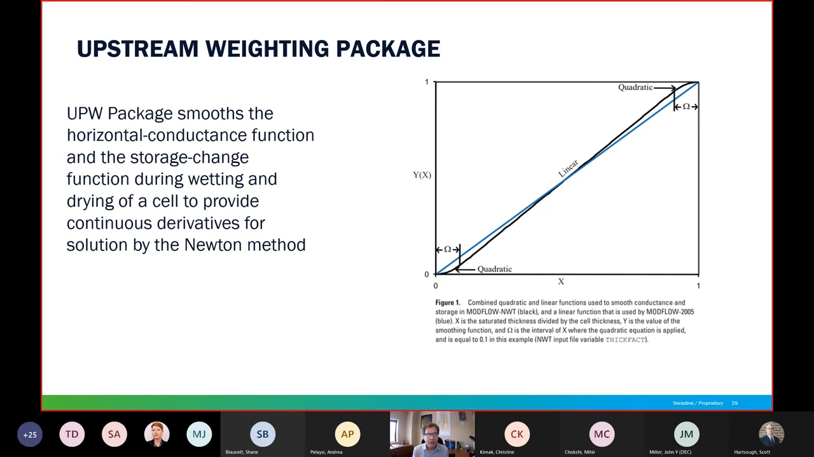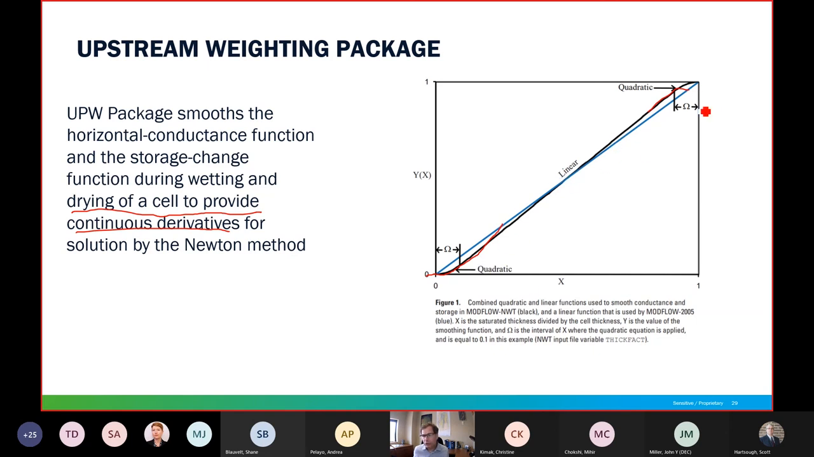I did want to bring up the upstream weighting package because this is a great adaptation in MWT, and it includes a horizontal conductance function, which overcame a lot of the cell drying and provides a continuous derivative. So the continuous derivative in the form of this quadratic actually creates a smoothing effect.